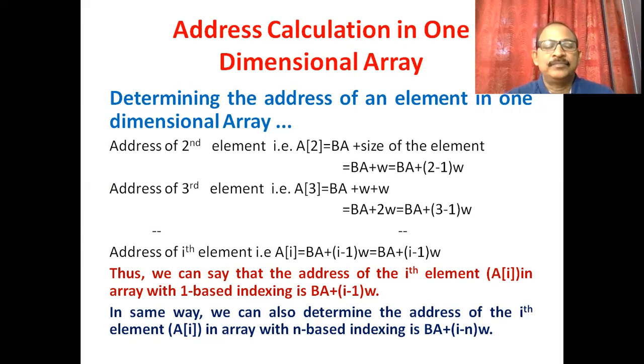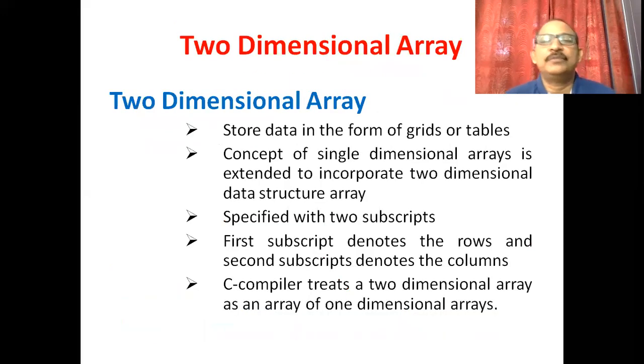Let me repeat this. The address of any element in a one-dimensional array with 0-based indexing is BA plus i minus 0 into W. With 1-based indexing, it is BA plus i minus 1 into W. And with n-based indexing, the address of any element in a one-dimensional array is BA plus i minus n into W. Okay. Next topic is the two-dimensional array.